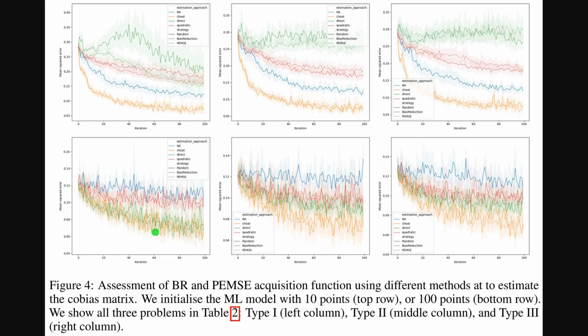So the previous pipeline sketched where bias and covariance estimates enter the loop. Figure 4 presents 6 learning curves that compare estimation strategies for Cobias, with the top row starting from 10 points and the bottom row from 100. The orange quadratic strategy lines drop fastest, which signals that quadratic bias estimation plus PEMSE drives mean squared error down most reliably. The green sheet baseline unsurprisingly performs best, while blue not available trails because it ignores bias structure. The middle and right columns remain noisier under Type 2 and Type 3 settings, yet the quadratic approach stays competitive.